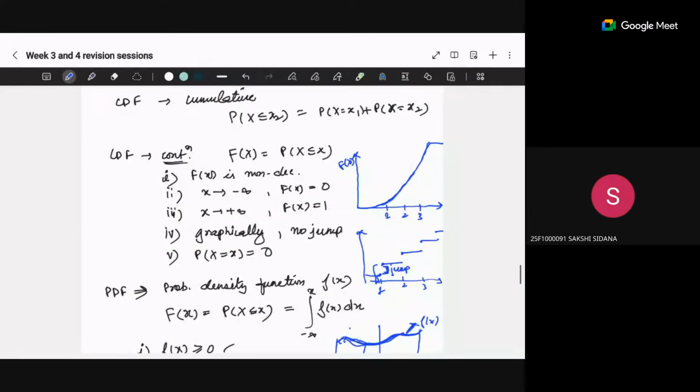Ma'am, I have a similar doubt. This F of x and probability of x, I just consider both of them as equal. The continuous graph, F of x and probability of x. Could you please differentiate both of them? How are you considering both equal?